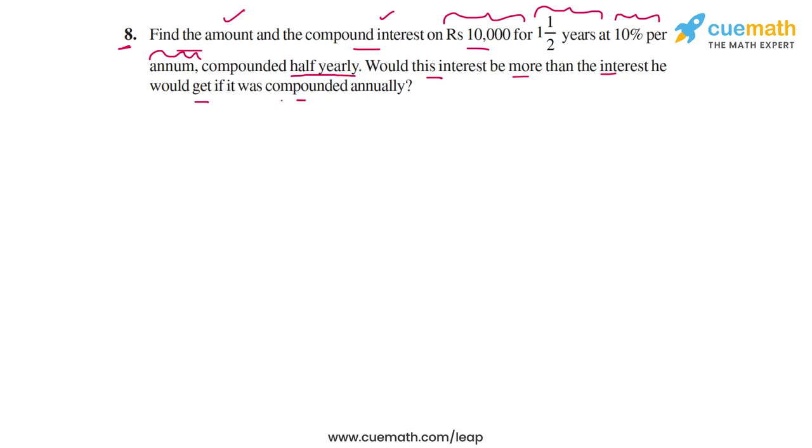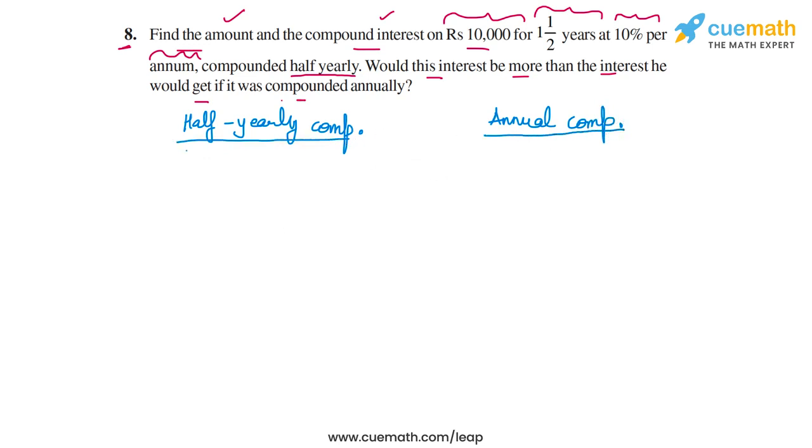But we will actually do the calculation for both scenarios. For half yearly compounding as well as for annual compounding. So we will do the calculation of the amount and the compound interest for both scenarios. So let's do it for the first scenario when compounding is happening half yearly.